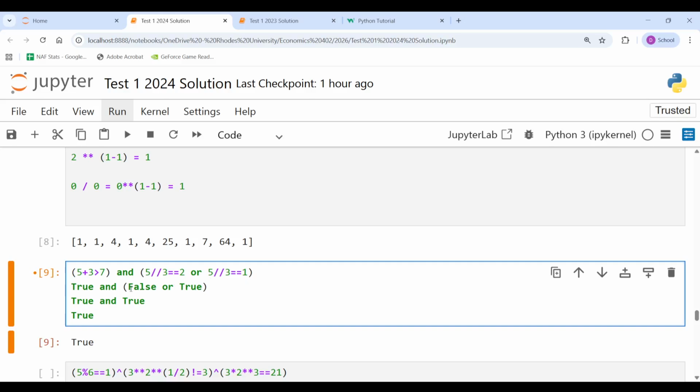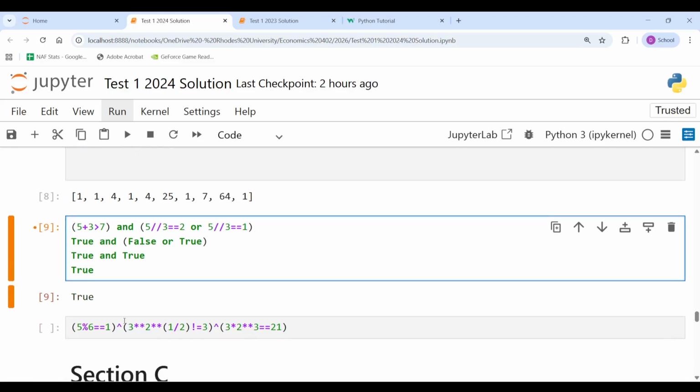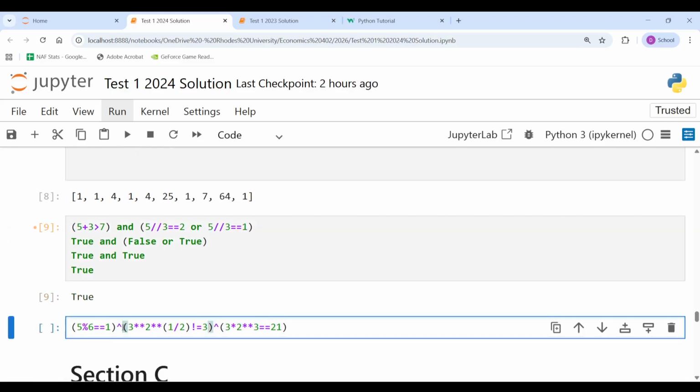So remember when we did all those combinations, we said false or true is true. True or false is true. True or true is true. False or false is false. Then we had true and true is true. True and false is false. False and true is false. False and false is false. Then we had XOR, which is this. What does this evaluate to?